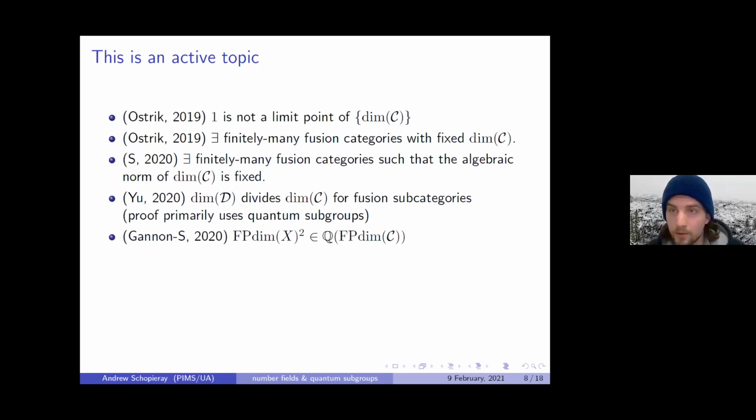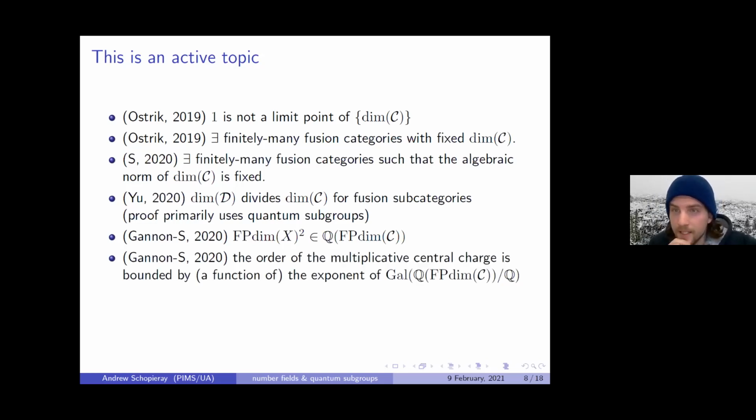Way up to the minute research, Terry and I looked at Frobenius-Perron dimensions in a paper last year and proved that the Frobenius-Perron dimensions of simple objects in the category live very close, in a number-theoretic sense, to the Frobenius-Perron dimension of the category itself. So this Frobenius-Perron dimension of the category sort of controls a lot about the number theory corresponding to the category.